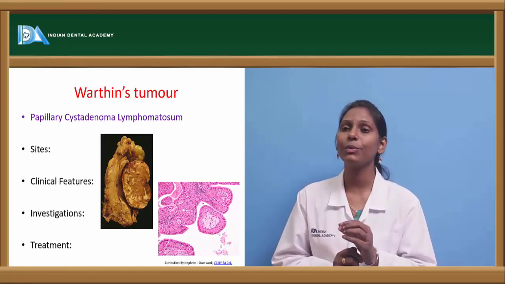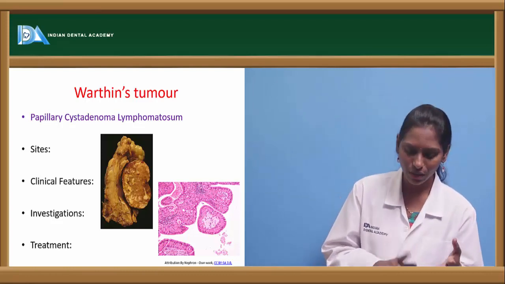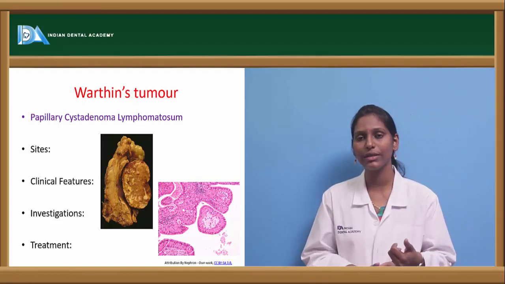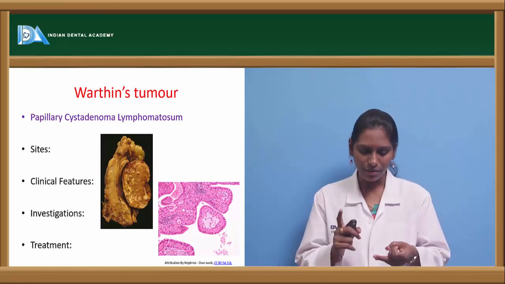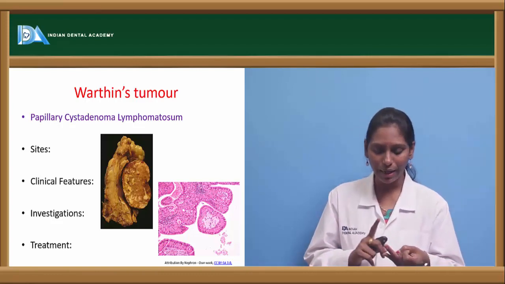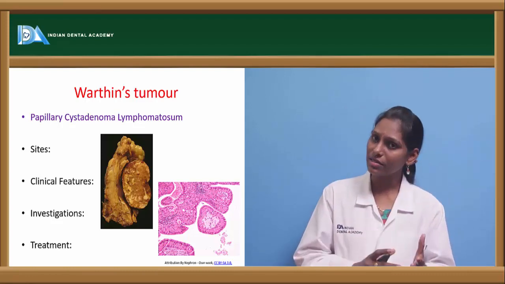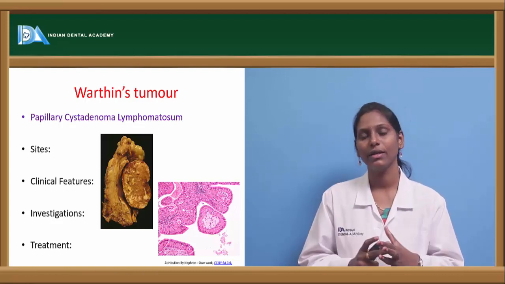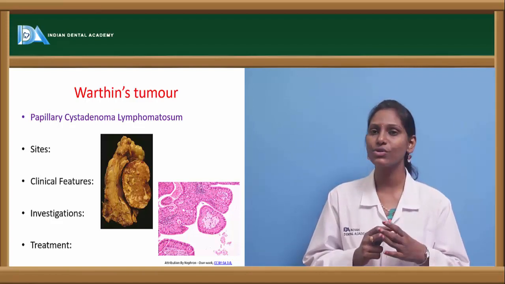Okay, Warthin's tumor's pathognomonic feature is it occurs only in the parotid and also in the lower lobe of your parotid gland. Here, about 5 to 15% of parotid tumors are Warthin's tumor, and the lesion is usually benign, well encapsulated, again slow growing and painless. Coming to the clinical features, it is a painless swelling, slow growing.